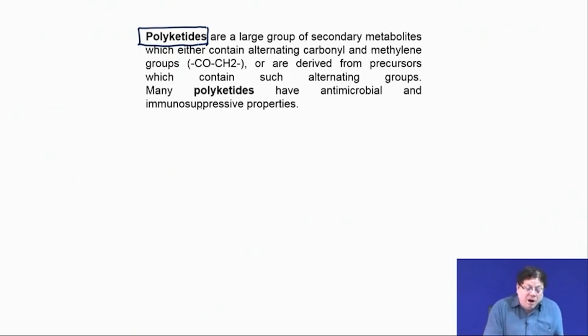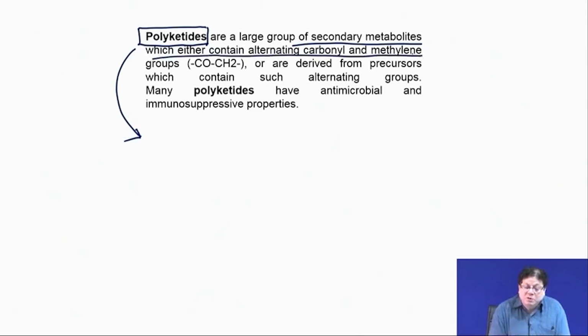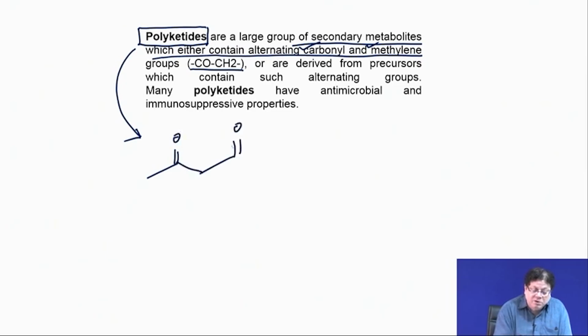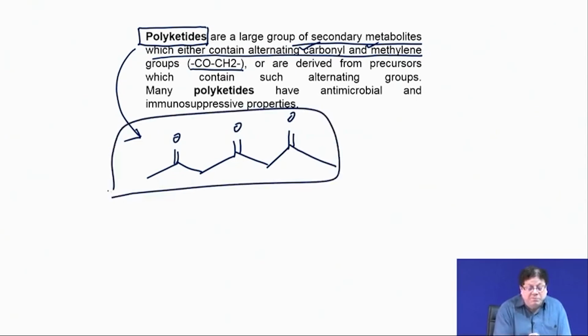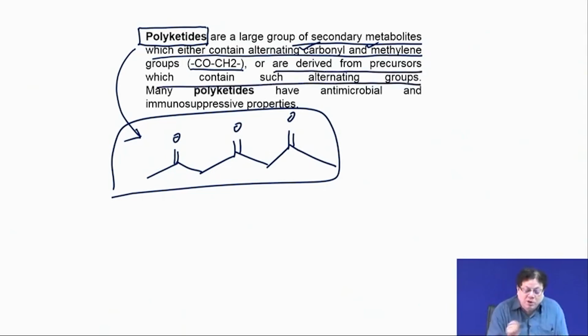Okay. Now, out of these secondary metabolites, one class is polyketides. What are polyketides? Polyketides are a large group of secondary metabolites which either contain alternating carbonyl and methylene groups. That means COCH2. If I write this CO, then CH2, then CO, then CH2, then CO, like this, this is a polyketide, if that is a metabolite. Or they are derived from precursors which contain such alternating groups.